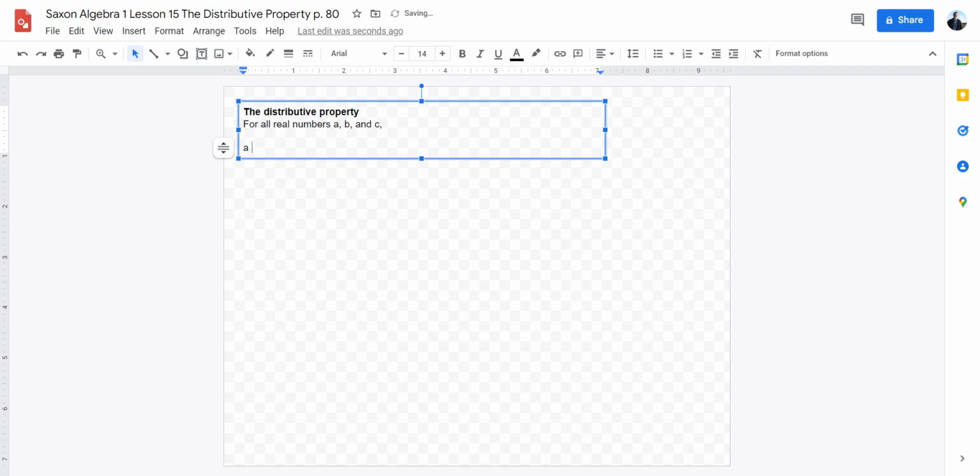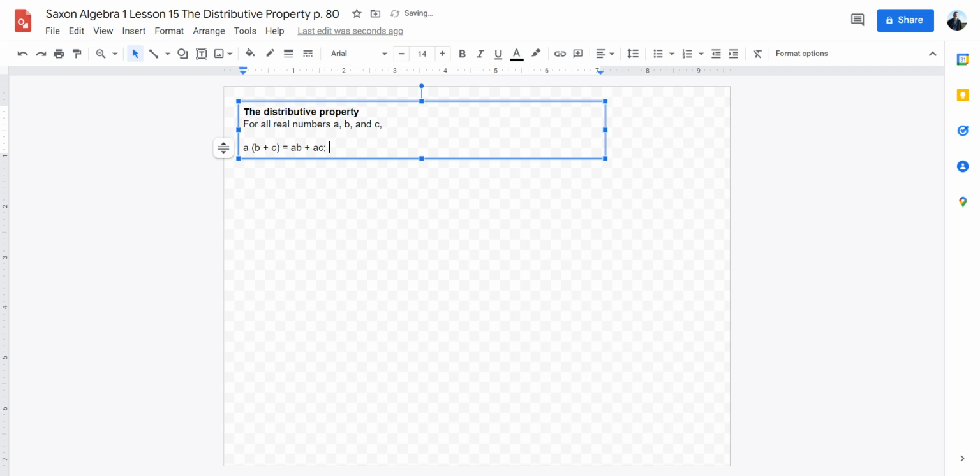A times (B plus C) equals A times B plus A times C. Notice I'm multiplying the B and the C in parentheses. B plus C are being added together. I'm multiplying them both by A: A times B plus A times C. It's like I'm distributing the A to the B and the C.